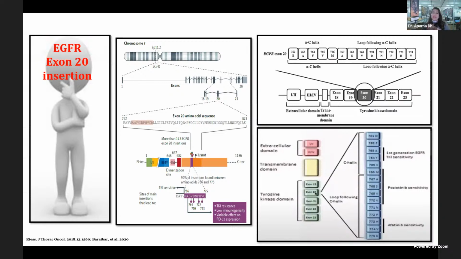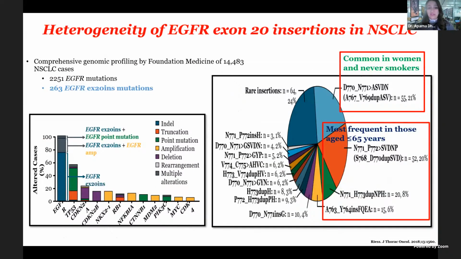The reason why these behave so differently versus the common EGFR mutations is that the structure is such that they reduce the drug binding pocket and the affinity for most TKIs indicated for common EGFR mutations. So when the size becomes smaller, the drug interaction becomes less. That's why they don't respond very well.